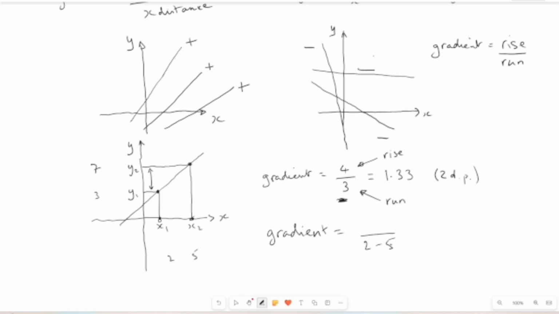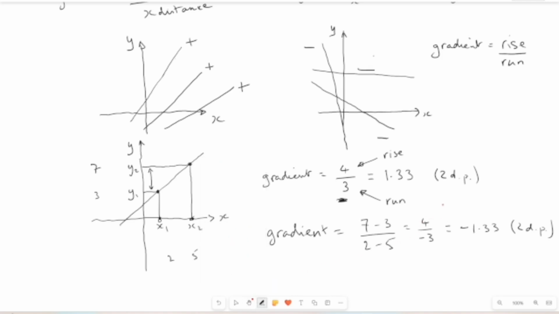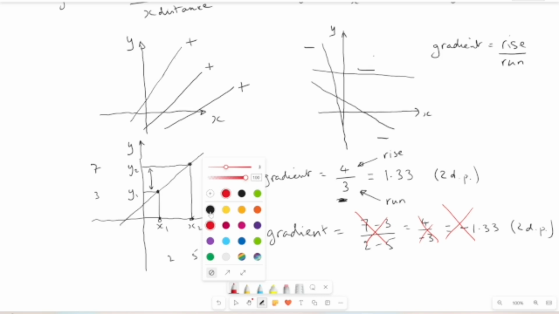But this time I'm getting them the wrong way around deliberately. And on the top we'll stick with 7 minus 3. And that gives 4 over minus 3, which gives a gradient of minus 1.33, 2 decimal places, and that is wrong. Okay, so we don't want to do that. It's definitely incorrect. Now, why has it gone wrong?